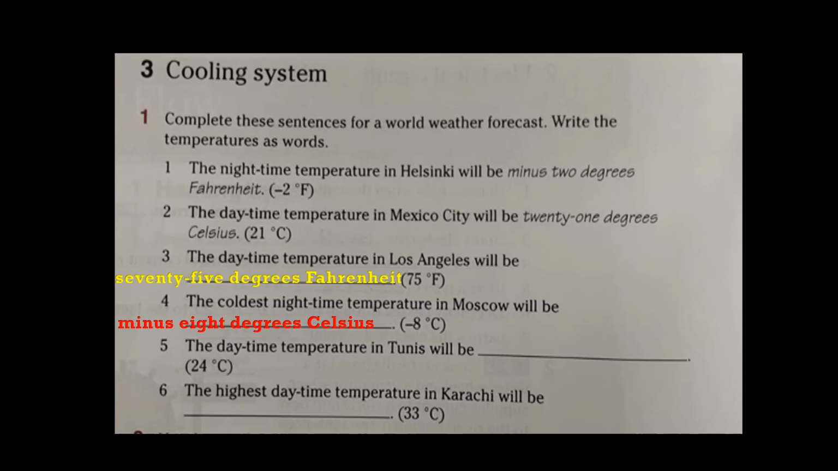Number 5, the daytime temperature in Tunis will be 24 degrees Celsius, and it will be written this way. Number 6, the highest daytime temperature in Karachi will be 33 degrees Celsius, and it will be written this way.